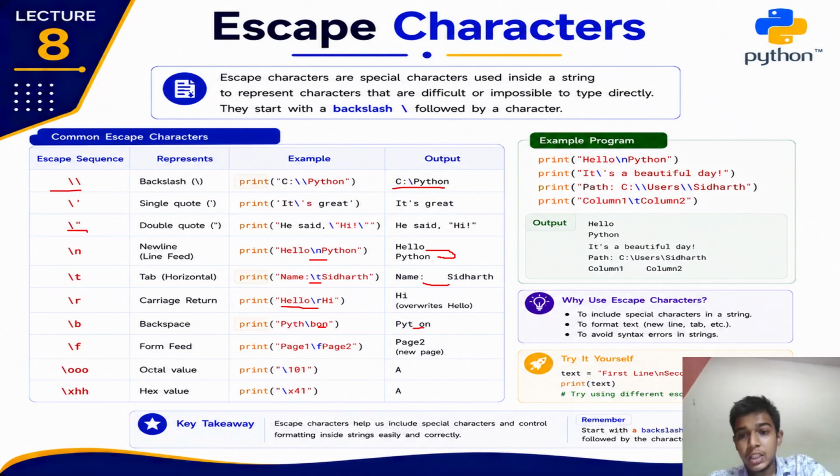Now look at the example program. Here we are using several escape characters together. You can see here, we are using backslash n. Here we are using backslash single quote. Then here we are using double backslash and backslash t. And here you can see the output of the given program.